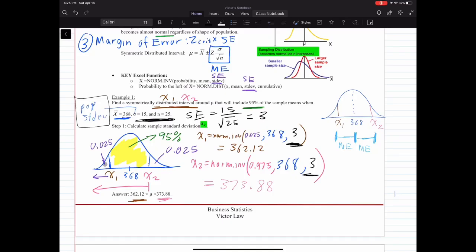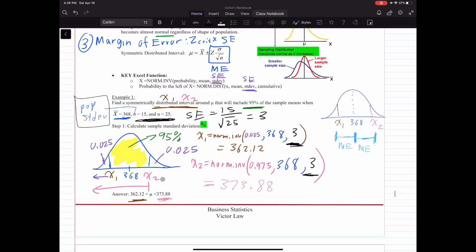Once we know the probability in each of the three regions, we can use the formula norm.inv to calculate x, because we're looking for x1 and x2. And we know how Excel works: Excel only takes the probability to the left of x. So when we calculate x1, the probability we use is 0.025, because that is the probability to the left of x1, and that's what we did in the formula shown here.